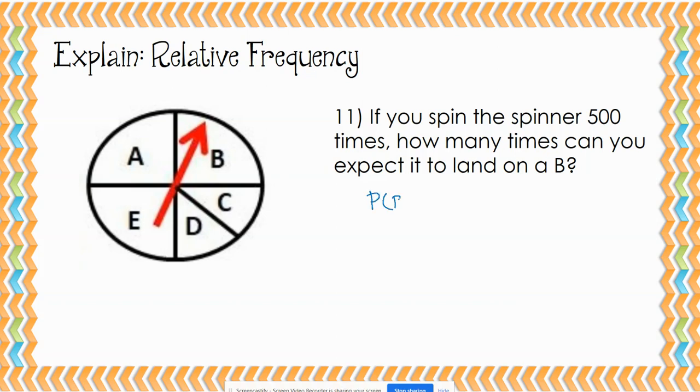For the probability of a B, we would first find the probability of B on our spinner. Well, there are 4 pieces and one of those is B, so the probability of a B is 1/4. And if I'm spinning 500 times, then I'm going to take 500 and multiply by 1/4, which is going to give me 500 over 4. And when I divide or simplify that, I'm going to get 125. So I would expect it to land on a B 125 times out of 500.